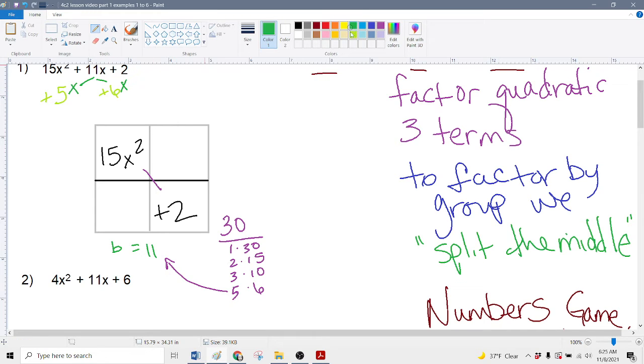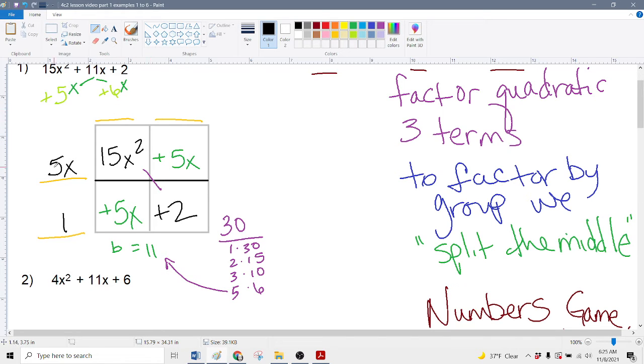And once we've figured out what that middle term will split to, we're going to put that in our boxes here. Once we've got that done, really, this is factor by grouping, just the way that we did it in 4B Part 2. We'll find the GCF for the top row and the bottom row. Let's go ahead and do that. So for the top row, our GCF is 5x. And look at on this next row down, there's no common factor here, so we've got to go with that 1.